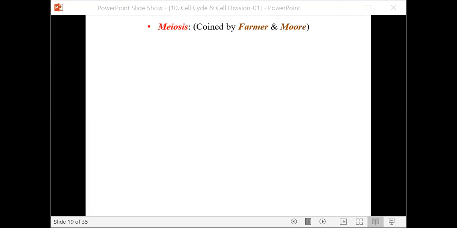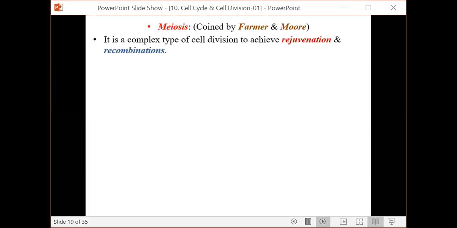So, meiosis. Now, this is complex. This process of cell division is there to achieve rejuvenation and recombination. Recombination here means we are recombining whatever arrangement is there, mixing it and remaking it again. For example, you have an arrangement of 5-10 chairs, and you are rearranging it in a new combination, jumbling up the numbers.